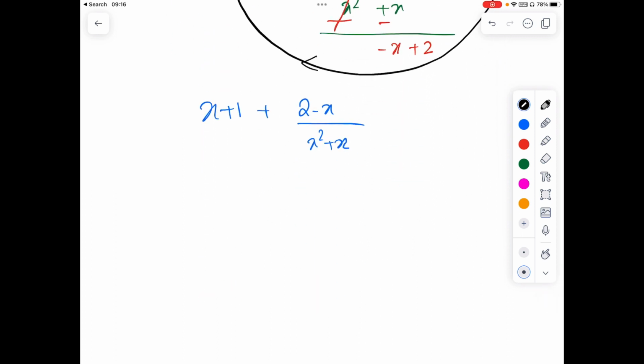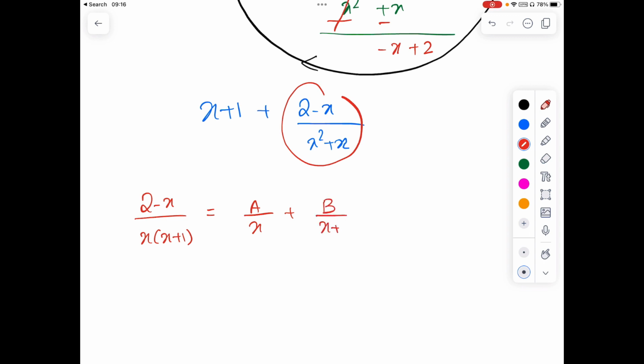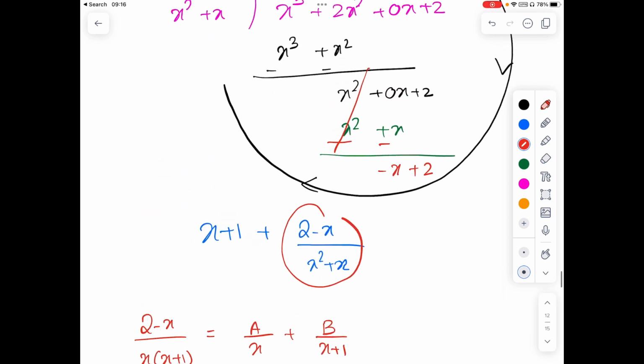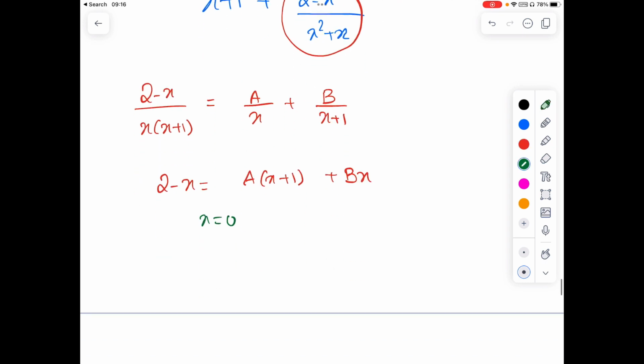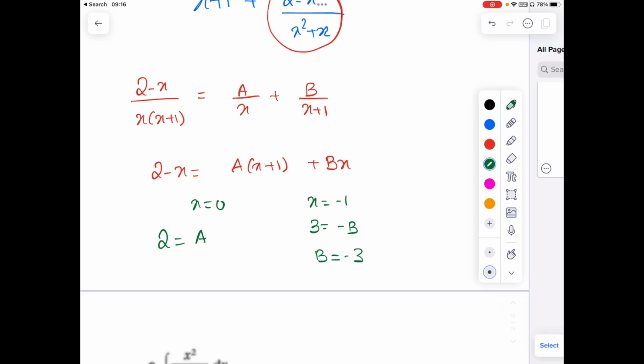Now I have to do partial fractions for this particular part. So I pull out that one. (2 minus x) upon x times (x plus 1) is a upon x plus b upon x plus 1. To facilitate further, 2 minus x equals a times (x plus 1) plus b times x. Plug in x equals 0: 2 equals a. Plug in x equals negative 1: 3 equals negative b, or b equals negative 3.